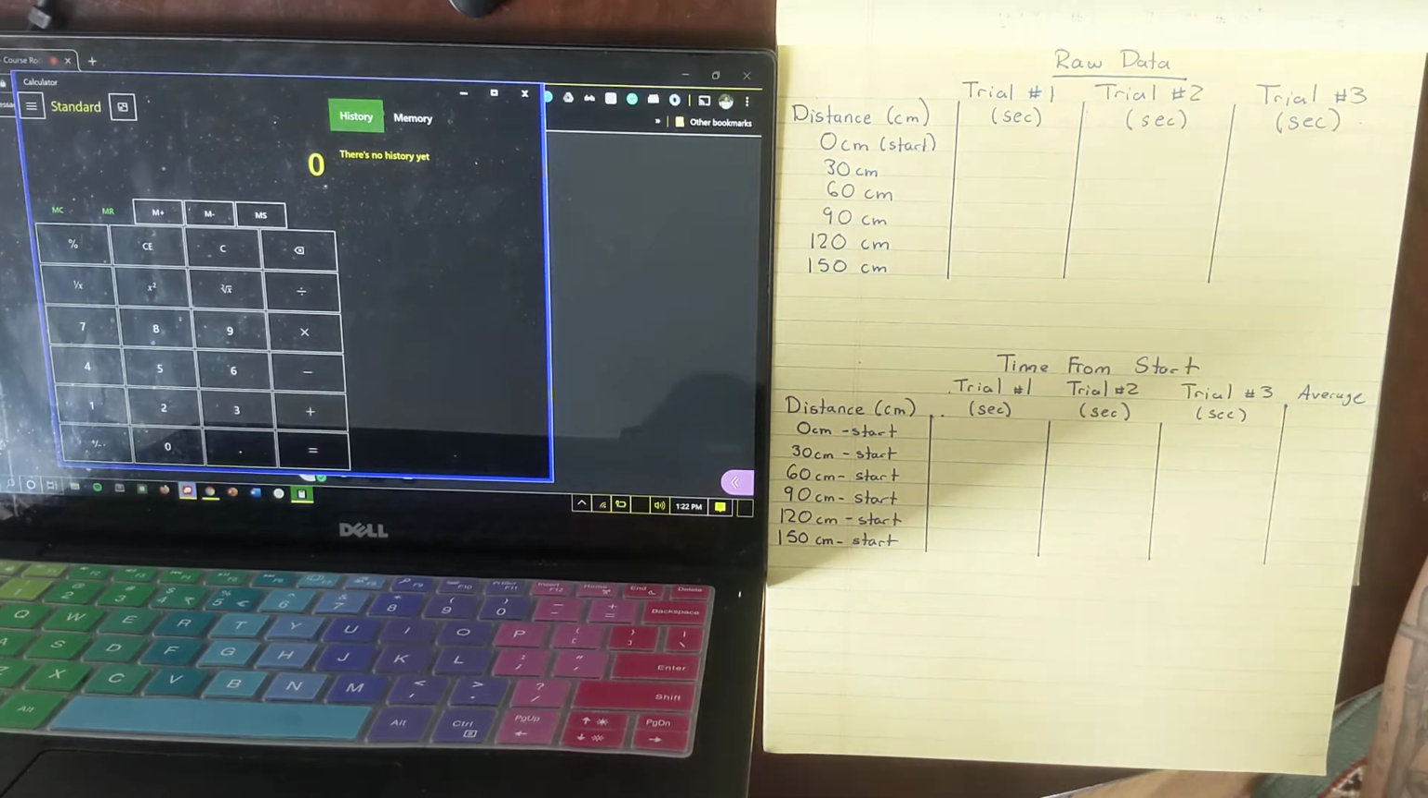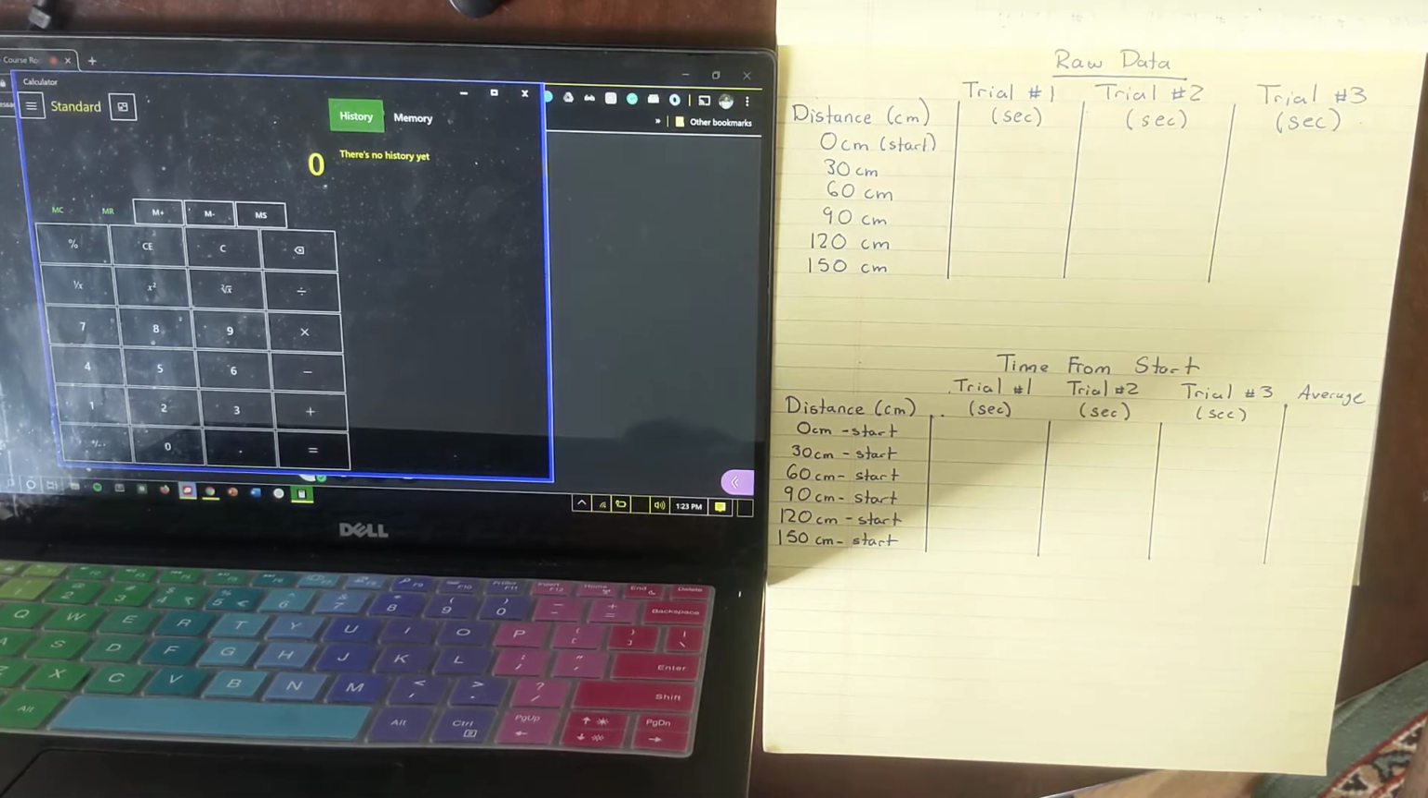Along with this lesson, there are going to be 3 slow motion videos. You're going to track the distance and time of a tennis ball rolling down a hallway, and there are going to be distance marks every 10 centimeters.